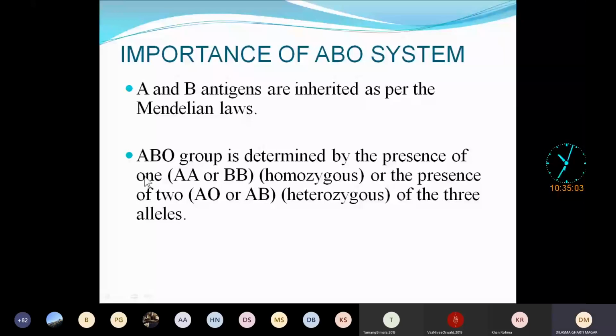So here AA is homozygous and BB, if it is the same, it is known as homozygous, and if the alleles are different, then it is known as heterozygous, isn't it? So AA or BB is known as homozygous, and AO or BO or AB are the heterozygous. Understood here? So it depends on that Mendelian law.